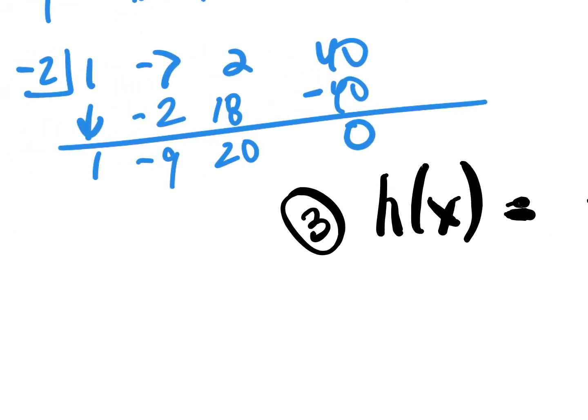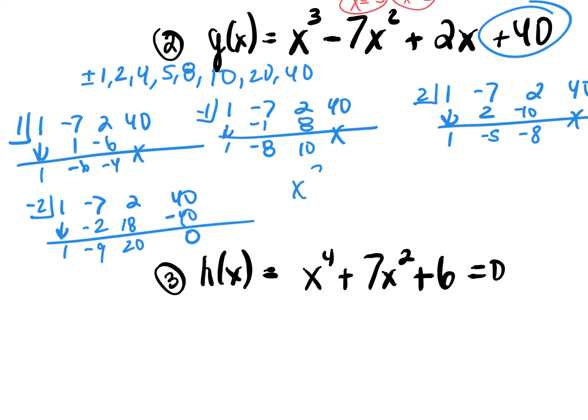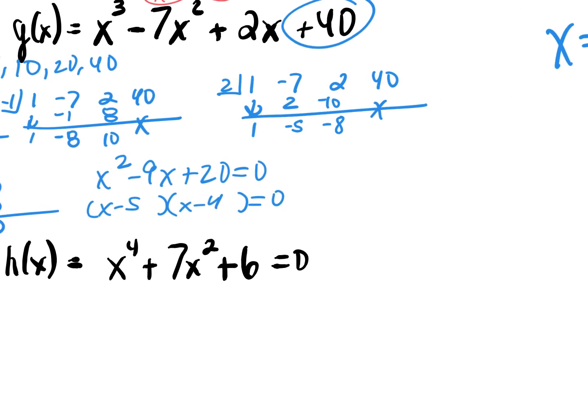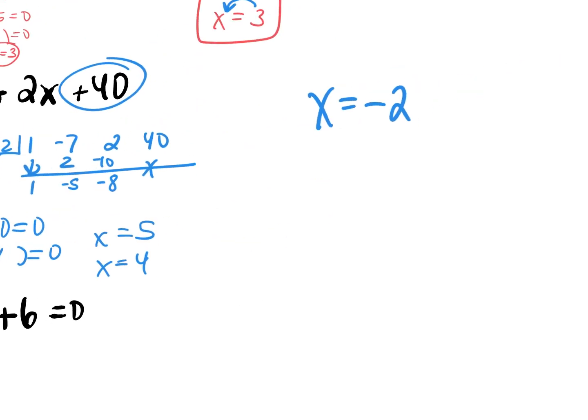Okay, so what do I do with this leftover? You make it x squared minus 9x plus 20. Yes, x squared minus 9x plus 20 equals 0. Now, we could do P over Q again, or you could figure out the factors of positive 20 that multiply to give you positive 20 but add to give you a negative 9. What are they? Negative 5, negative 4. x minus 5, x minus 4. Good job, guys. So what are my two other x values? x equals 5 and x equals 4. So I'm going to write over here x equals 5, x equals 4.